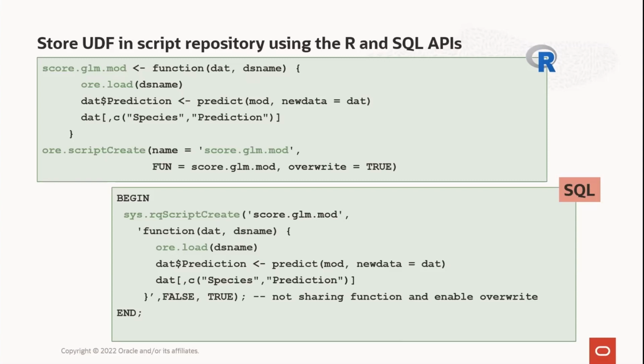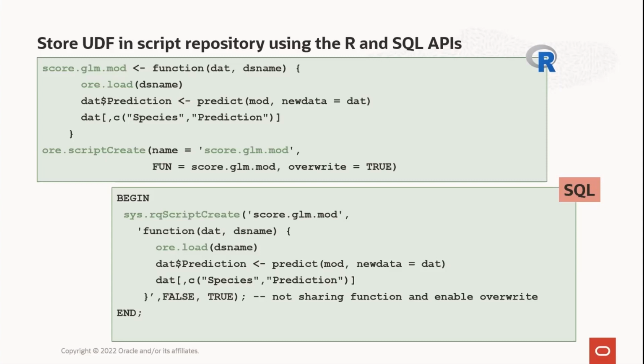So we can store scripts in the script repository from either the R or SQL interfaces. And in this case, we're creating the scoring function, score GLM mod. It loads the model from the data store and does the scoring. And the script in this case is created as a private script, so it's not shared with the other users in the database. And we overwrite any script with the same name if it exists. When we save the script from the R interface, we're using ORE script create, and from SQL, sys.rq script create. And I'll show you an example of this in a little bit.